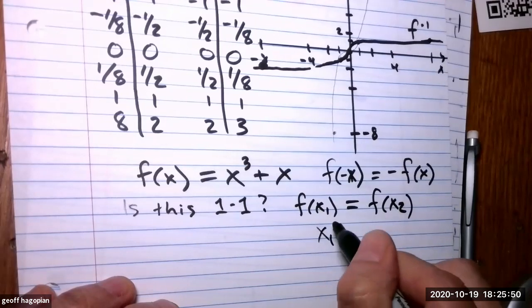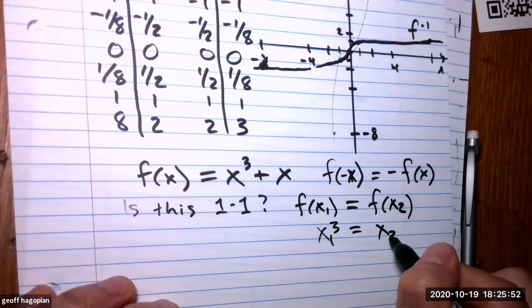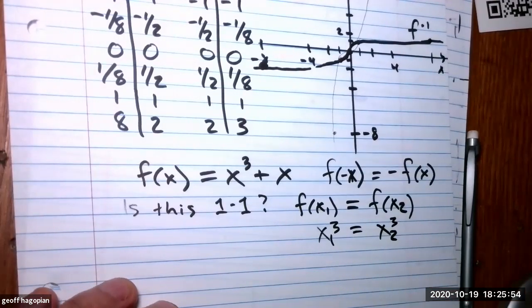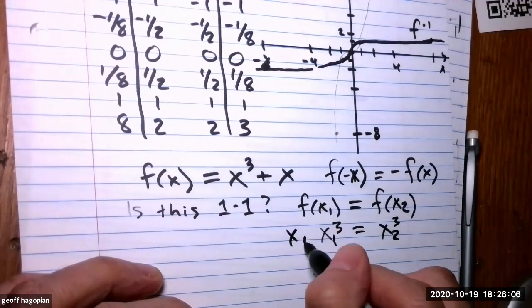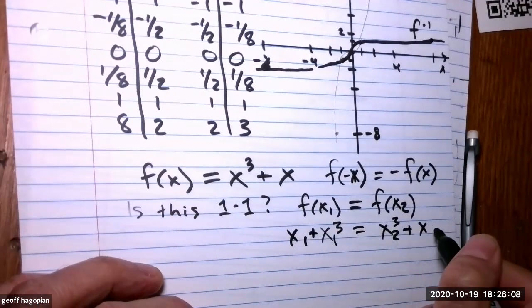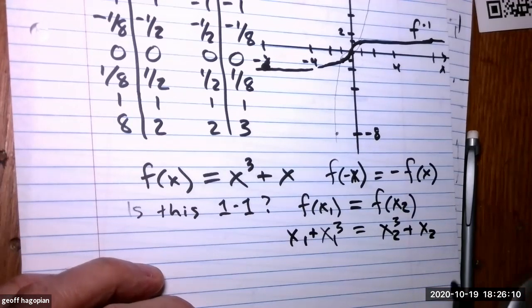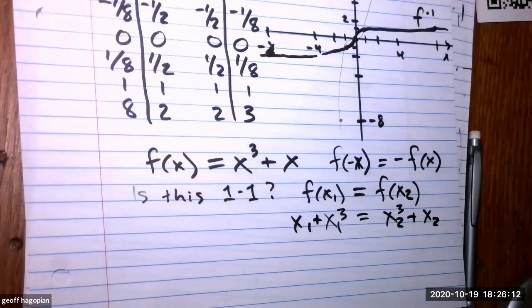Well, here's the formula, right? Does that mean that if the cube of one number is equal to the cube of another number, the two numbers are equal? Oh, sorry, I forgot, I didn't write the whole function, did I? So this is x1 cubed plus x1, and then this is x2 cubed plus x2, right? Ah, okay, so this is a little tougher, right?